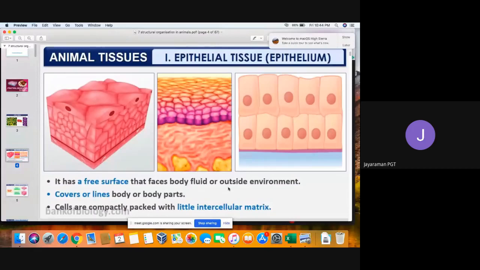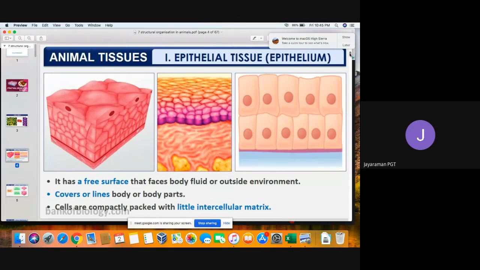Outside environment means skin. Skin is the outside covering of the body. So these are generally epithelial cells. So it has one free surface. Either it faces the environment outside, like skin, or it faces internal fluid, like the squamous epithelium of the blood vessels, all the body tubes, the trachea, and other structures, like the ciliated epithelium in the trachea, facing inward.